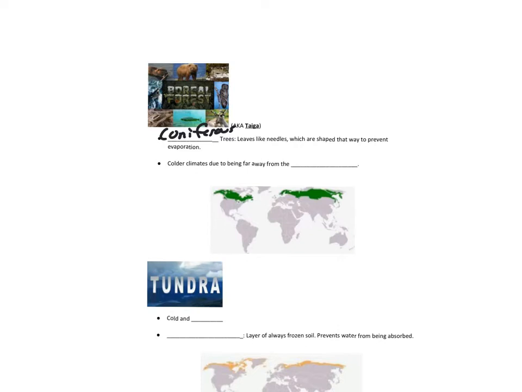They get colder climates, again, due to being farther away from the equator than most other biomes. The further away you are from the equator, the less direct sunlight you get. You see up here that we have boreal forests up in most of Canada and Alaska and Russia and northern Europe and northern Asia.